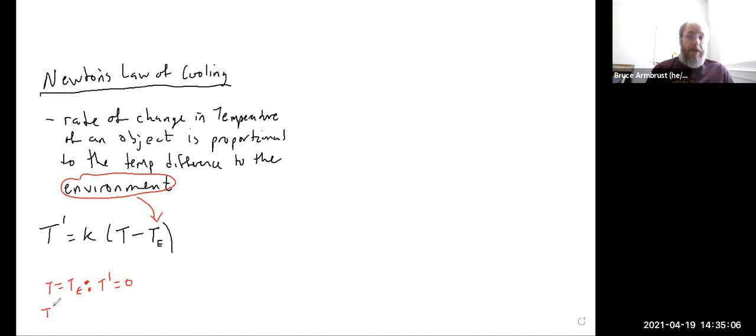Okay, so let's see what happens if, say, T is greater than TE. Because let's think about what should happen. So now I've got something warmer than the environment. So not my ice cold root beer, but a nice hot cup of coffee. Whew. You can tell I'm not a coffee drinker because I can't even say cup of coffee, where ice cold root beer just flows off the tongue. Anyway, all right, so I've got a hot cup of coffee.